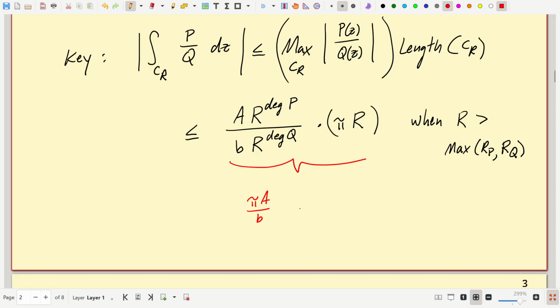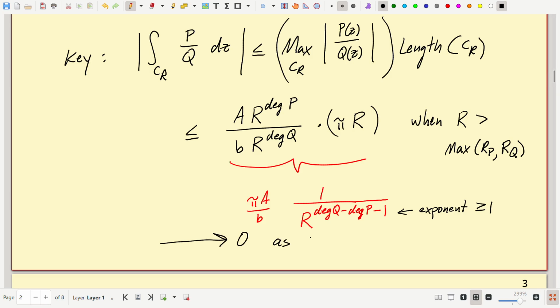Let's see, that would be 1 over r to the degree of q minus the degree of p minus 1. And that exponent is greater than or equal to 1. And so this goes to 0 as r goes to infinity.